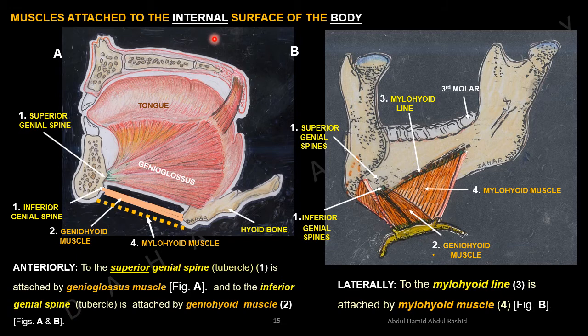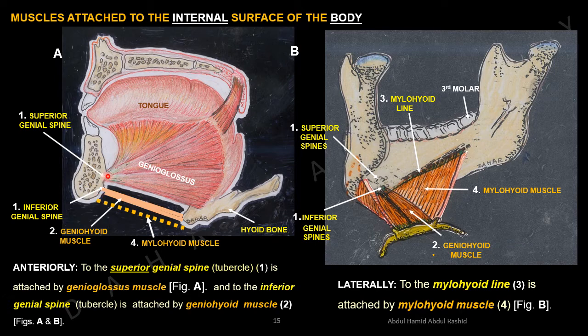Muscles attached to the internal surface of the body of the mandible. Internal surface of the body means the anterior part of the body and the lateral part of the body. In the anterior part of the body, that is the symphysis menti, internal surface, it has two pairs of spines. This is the superior genial spine, also known as the mental spine, and this is the inferior genial spine. Each has two spines, one on each side of the midline.